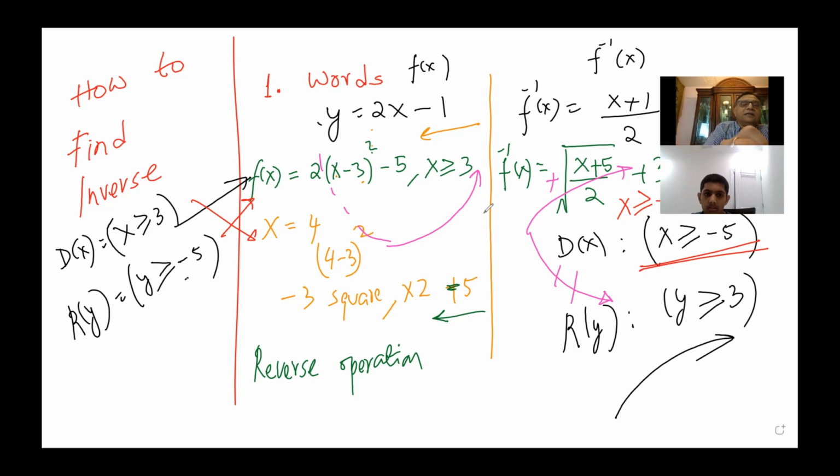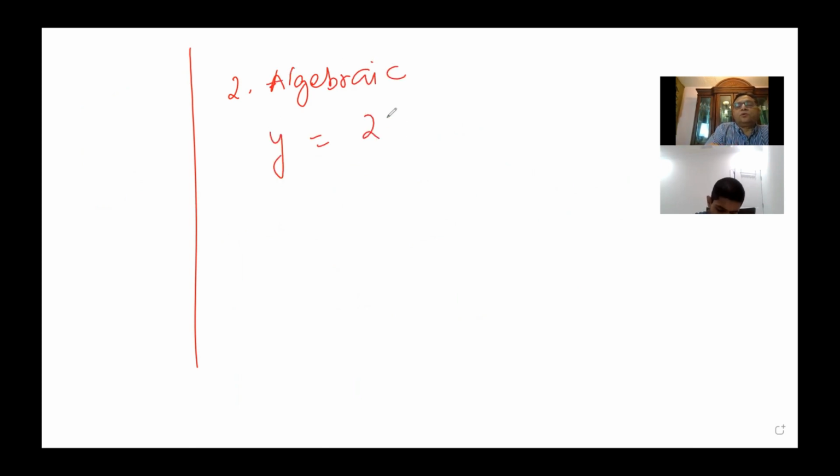And what is the second technique to find inverse? Algebraically. Algebraic, okay. Let me take a different kind of example. We have y equals 2x minus 3 over x plus 5. How will you find algebraically the inverse of this function?